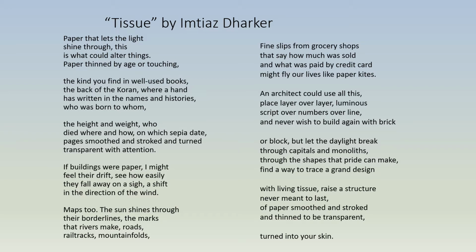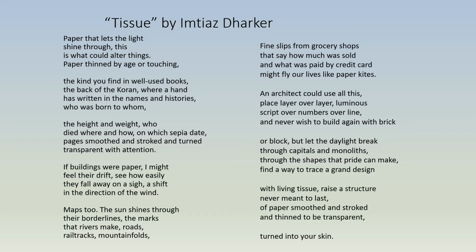Tissue by Imtiaz Dharker. Paper that lets the light shine through. This is what could alter things. Paper thinned by age or touching. The kind you find in well-used books, the back of the Quran, where a hand has written in the names and histories, who was born to whom, the height and weight, who died, where and how, on which sepia date. Pages smoothed and stroked and turned, transparent with attention. If buildings were paper, I might feel their drift. See how easily they fall away on a sigh, a shift, in the direction of the wind.